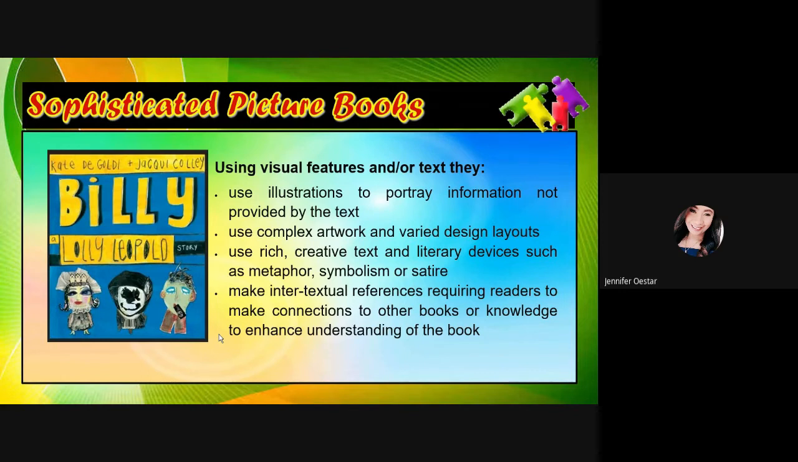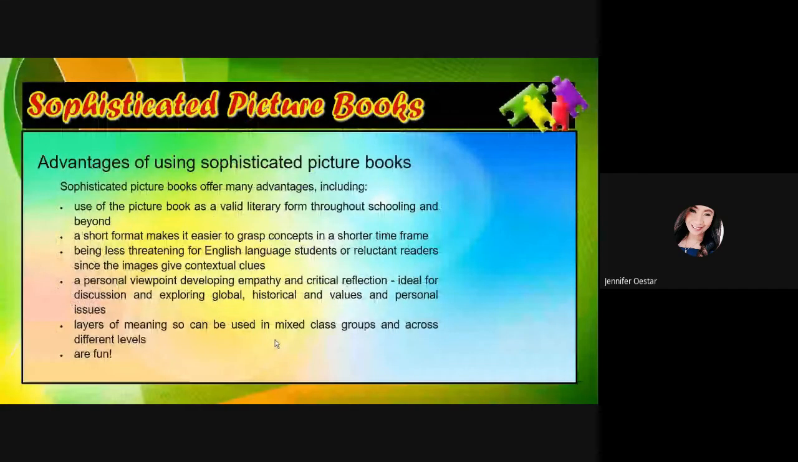So the illustration is a bit complex, and the text also provides what they call to this. The illustration is beyond the wordings in the text or in the book. So the pictures are more rich, more creative, and more likely to be true. So now we have here the different advantages why sophisticated picture books are being given.